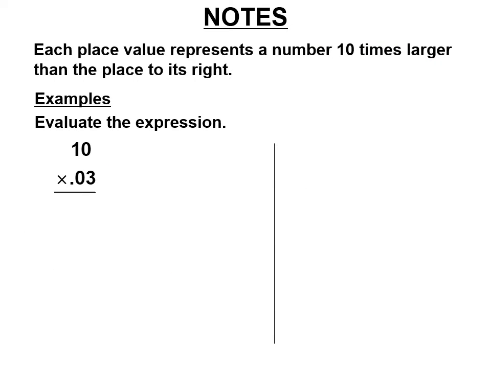So each place value is 10 times larger than the one to its right. So let's see that, right? 100 is 10 times bigger than 10. 1,000 is 10 times bigger than 100, yes? All right, so let's see this.